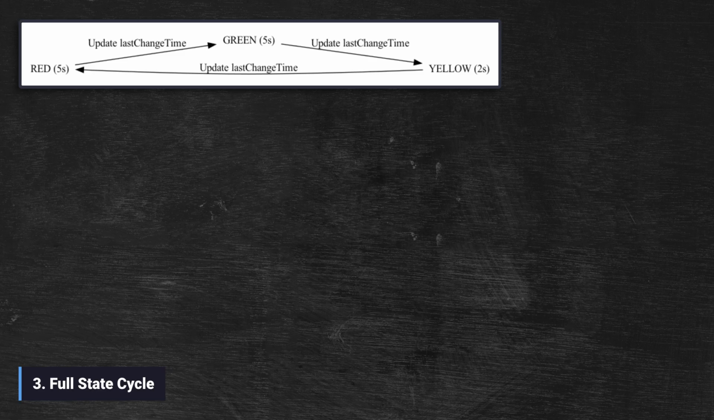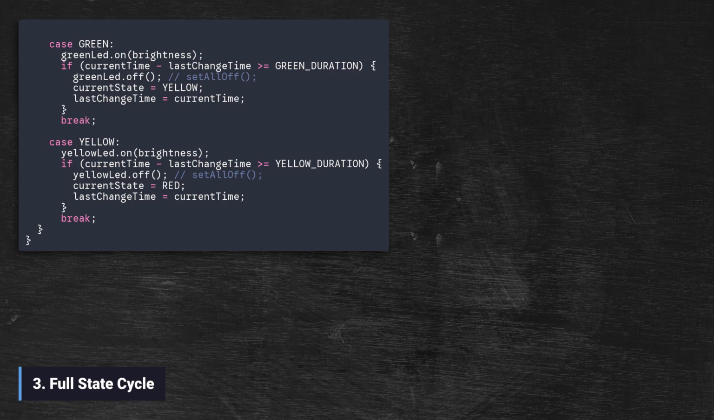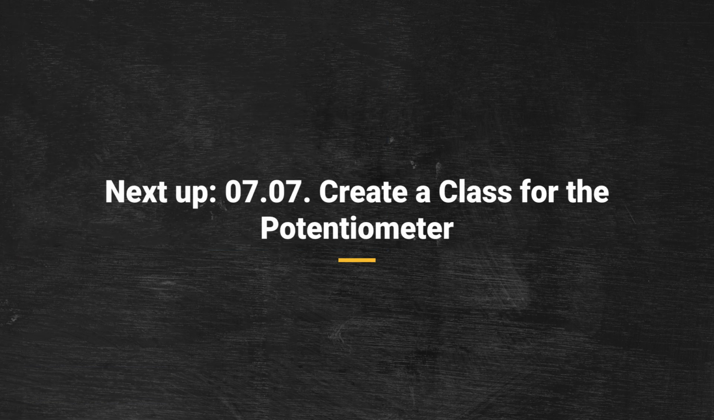Because we use millis, the Arduino is never stuck waiting, allowing it to perform other tasks like reading sensors simultaneously. Our traffic light is now fully automated. It cycles through the colors perfectly. But to make it truly interactive, we need a way to control its brightness. In the next lecture, 07.07, we will create a dedicated class for the potentiometer to handle our analog input. See you there.